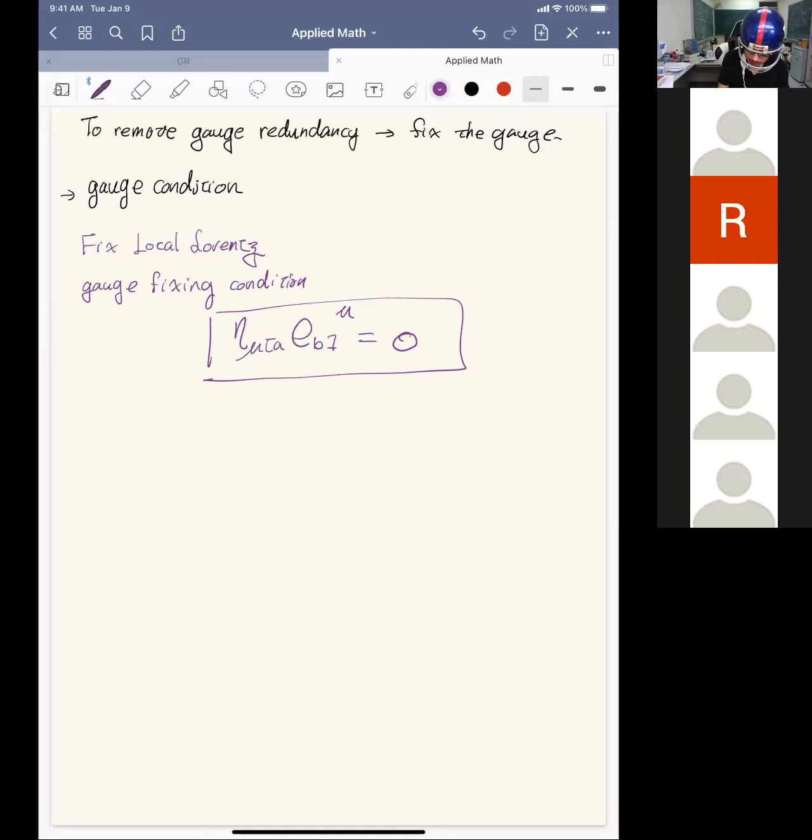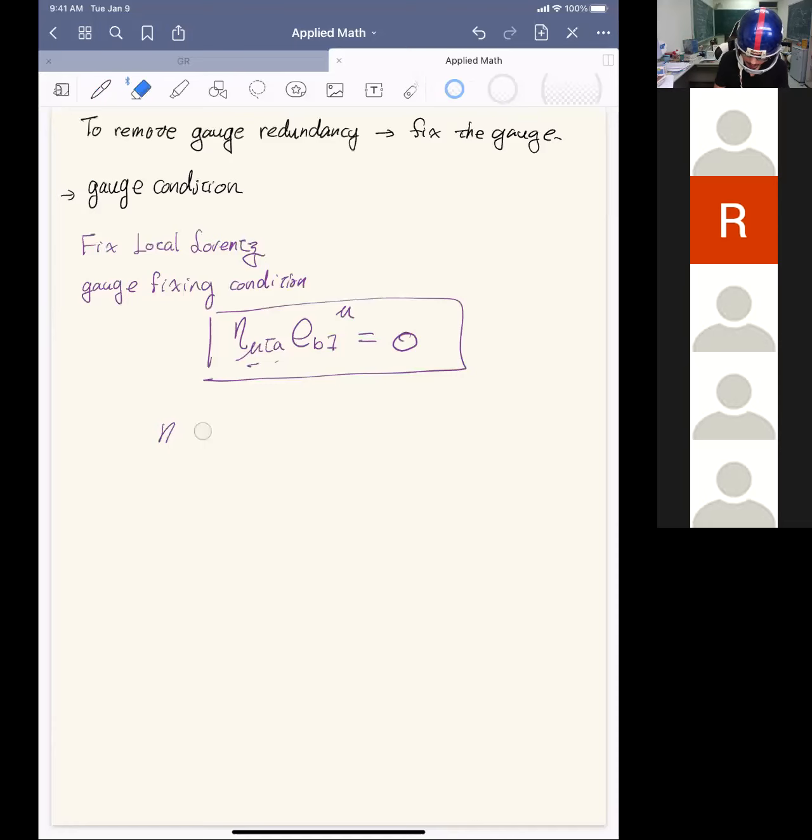Here, eta mu A, even though eta is really defined with our usual flat indices A, B, here eta mu A is the same thing. It just means that when mu is 0, A must be 0. When mu is 1, A must be 1.